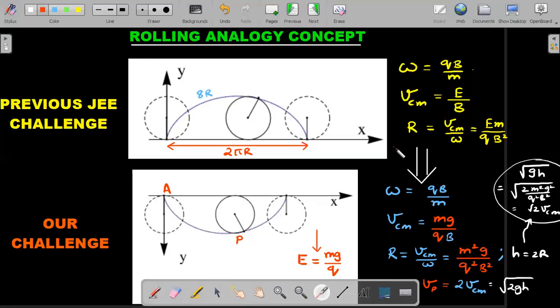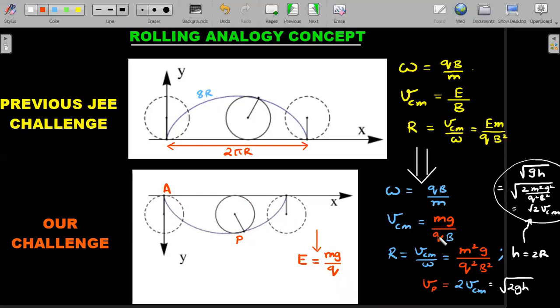So I'll borrow all the equations from there. Omega is the same in our problem also. VCM is equal to the value of E by B, but E has to be replaced with the effective gravity value. So I just wrote E by B here with mg by q substituted. The same goes for R, which is VCM by omega. I just take the ratio of these two, and I end up getting something of this particular sort.